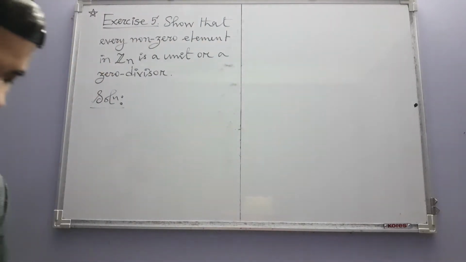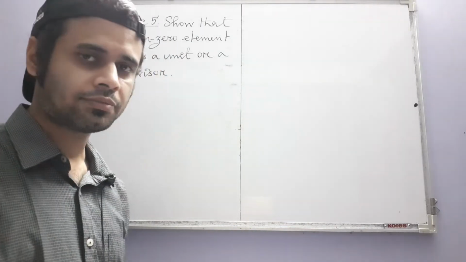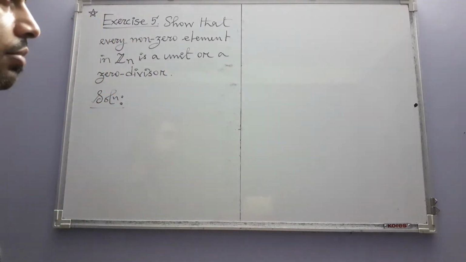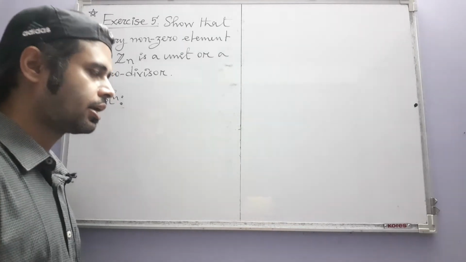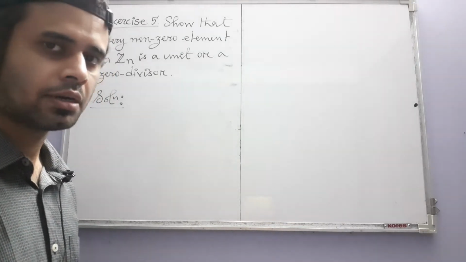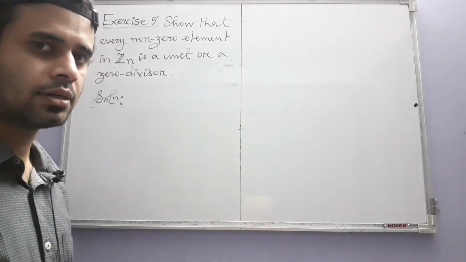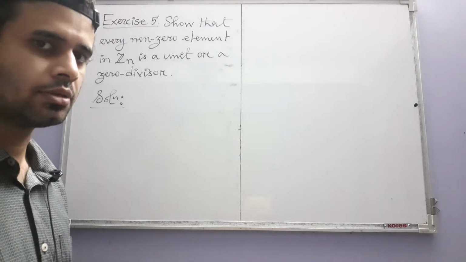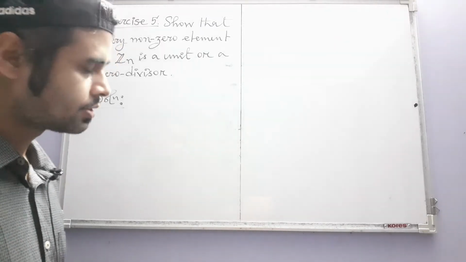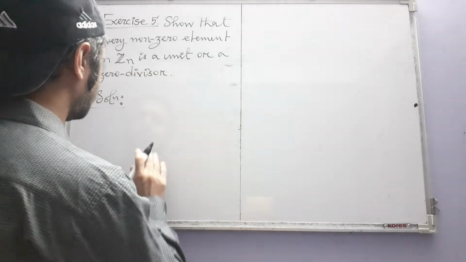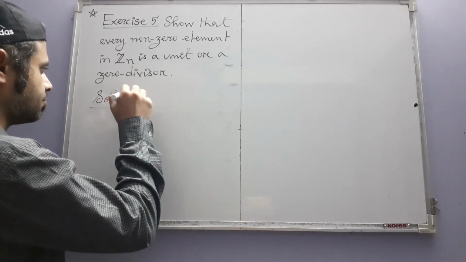Next, exercise 5. Here we have the ring Zn and we are being asked to show that any non-zero element in this ring is either a unit or a zero divisor. So let's see the solution. Let's start off by taking a non-zero element.